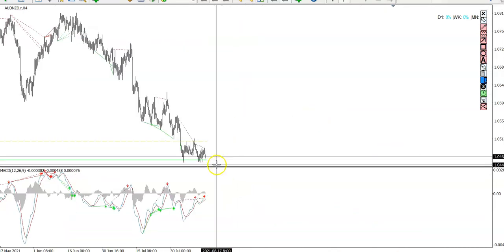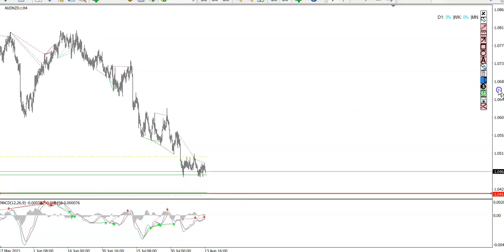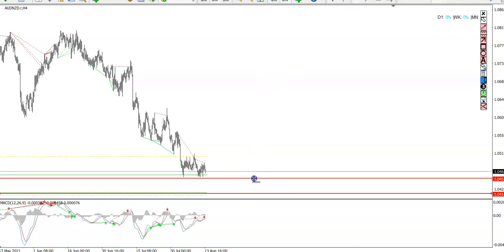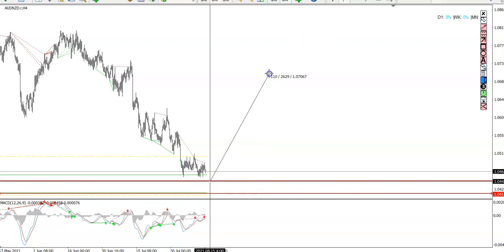We could get a fake out. It drops just below this level here. There could be a lot of retail stops under this level. So what we could see is a possible spike down, maybe on the open, taking out the stops, and then the rest of the week it rallies up. So I'm just going to enter this.